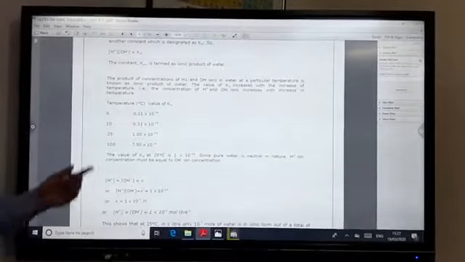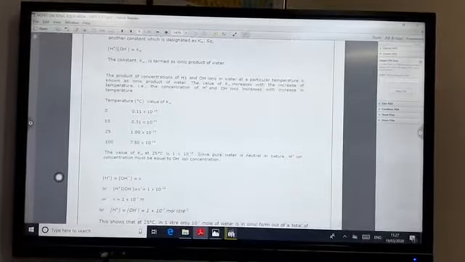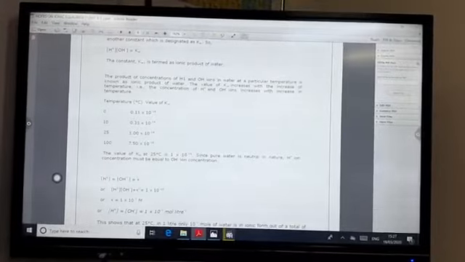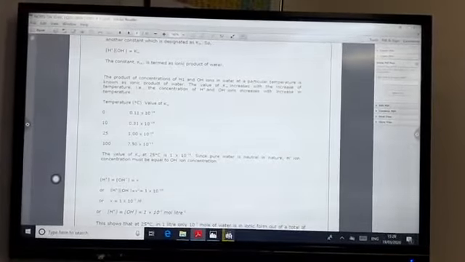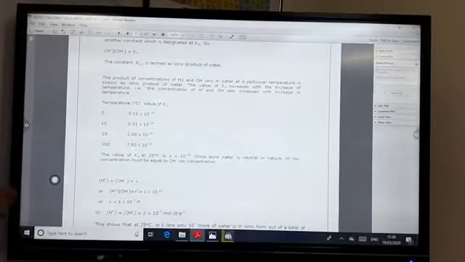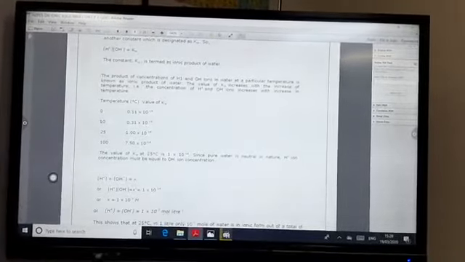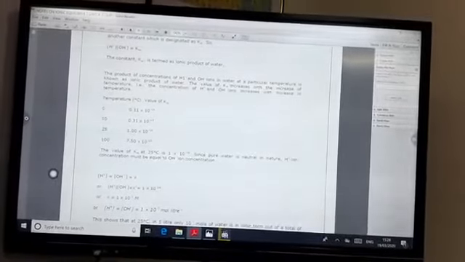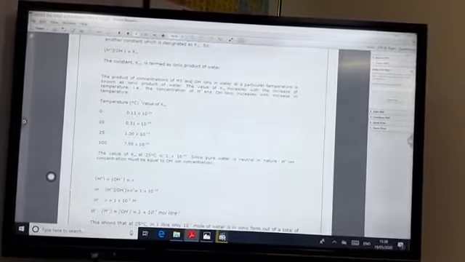That is, the concentration of hydrogen and hydroxide ions increases with increase in temperature. An example is given here. Look at zero temperature, you can take it in degrees Celsius. The value of Kw at 0 is 0.1 times 10 raised to the power minus 14. You can see the values at 25 degrees Celsius and 100 degrees Celsius. When you increase the temperature, the Kw value also increases. The value of Kw at 25 is 1 times 10 to the power minus 14.